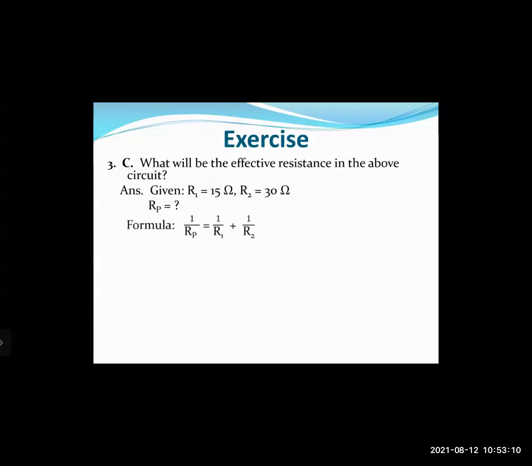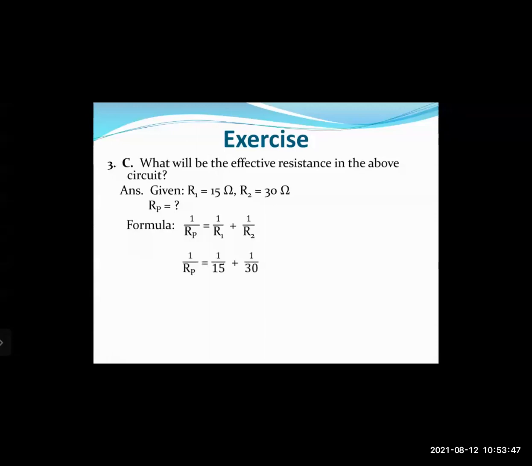Let us move further. The formula for the effective resistance in parallel combination, as we discussed previously, is that the reciprocal of the effective resistance is equal to the sum of the reciprocals of the individual resistances. So the reciprocal of effective resistance is 1 upon RP. The reciprocal of individual resistance R1 is 1 upon R1, and for R2 it is 1 upon R2. So 1 upon RP equals 1 upon R1 plus 1 upon R2.